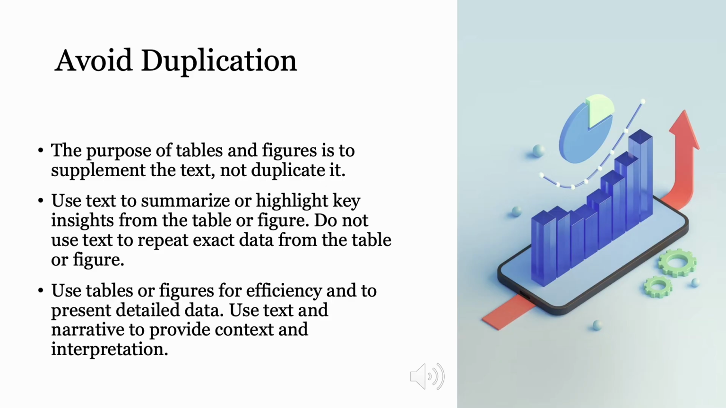When using tables and figures in your study, it is important to avoid duplication. The primary purpose of tables and figures is to supplement your text, not to repeat it. Use text to summarize or highlight key insights from the table or figure rather than repeating exact data. For example, instead of listing every number from a table in the text, you might say, as shown in Table 2, there is a significant positive correlation between X and Y.